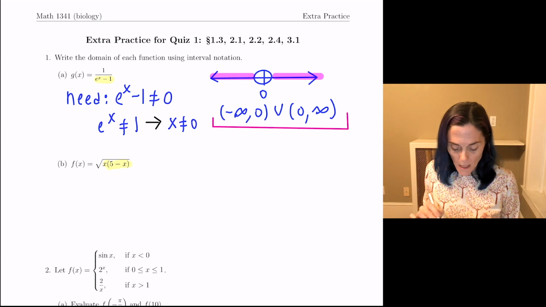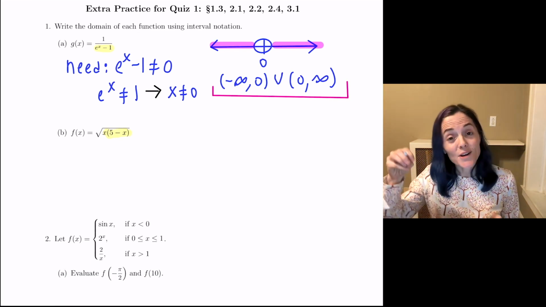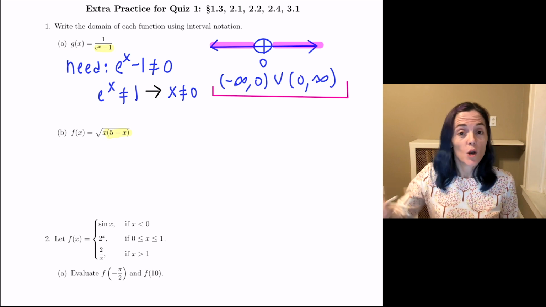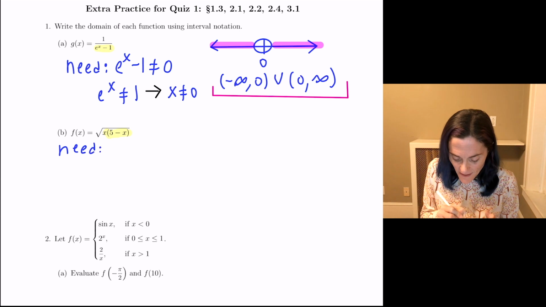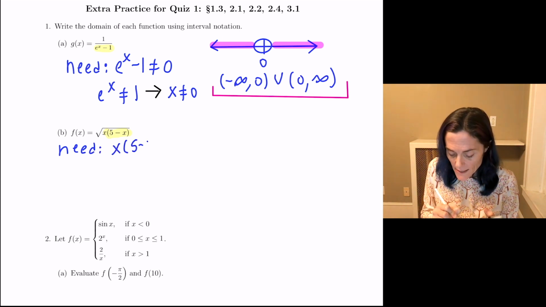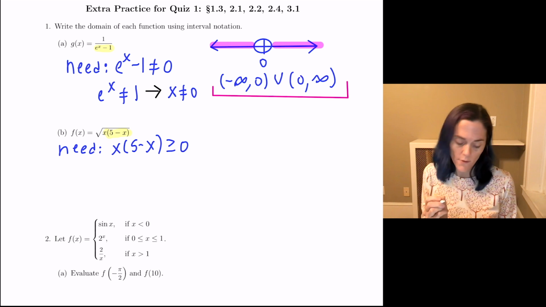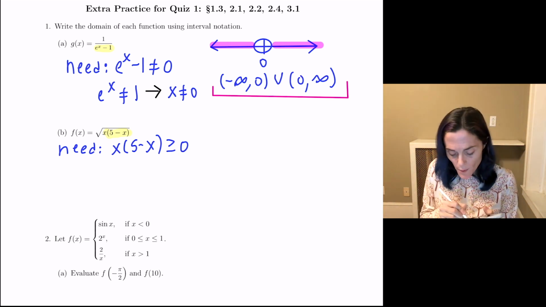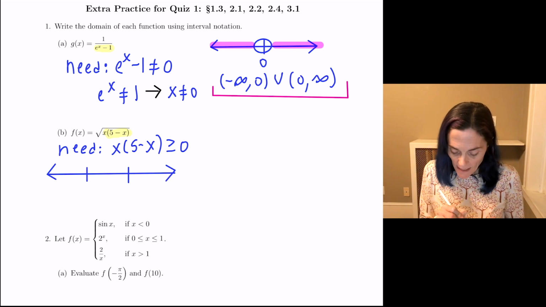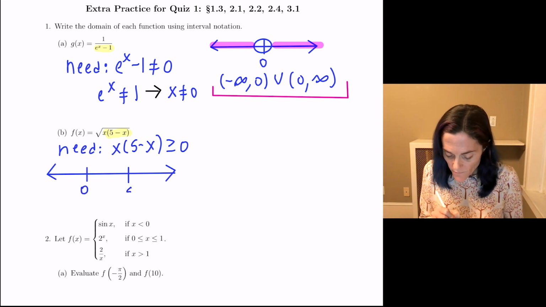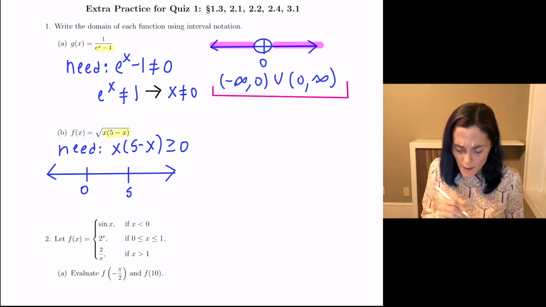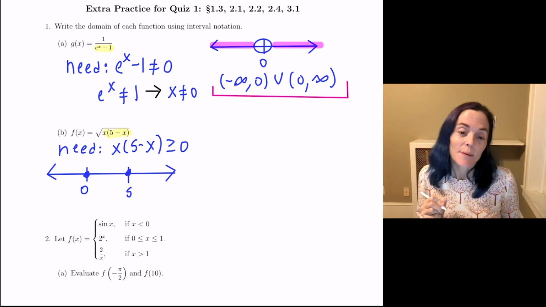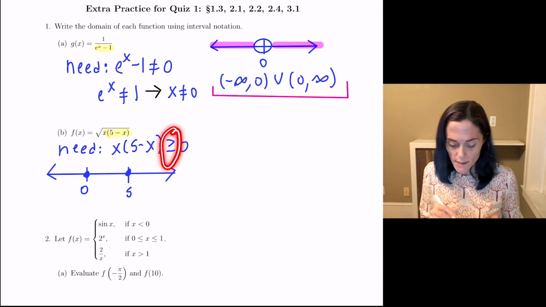Letter B. Well, what's underneath the square root must be greater than or equal to 0. So we need x times 5 minus x greater than or equal to 0. Let's jump into our number line. Here is 0, here is 5. So 0 is part of my domain, and 5 is part of my domain because we have this equals here.